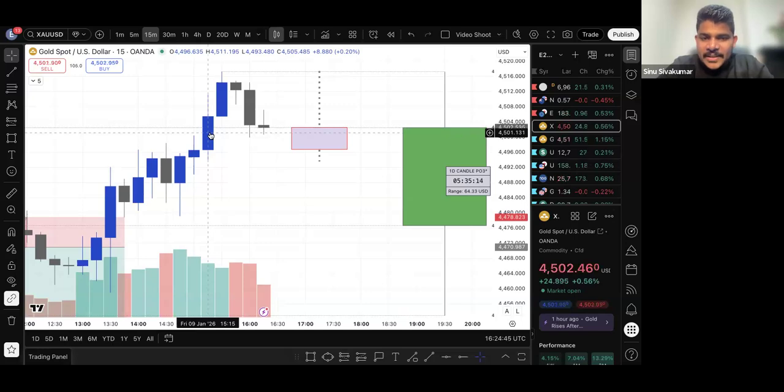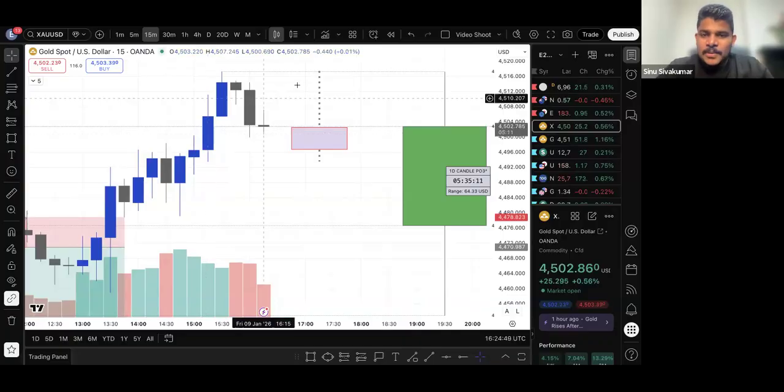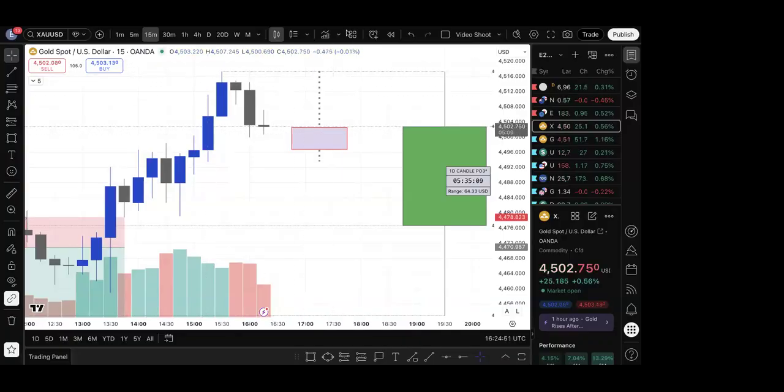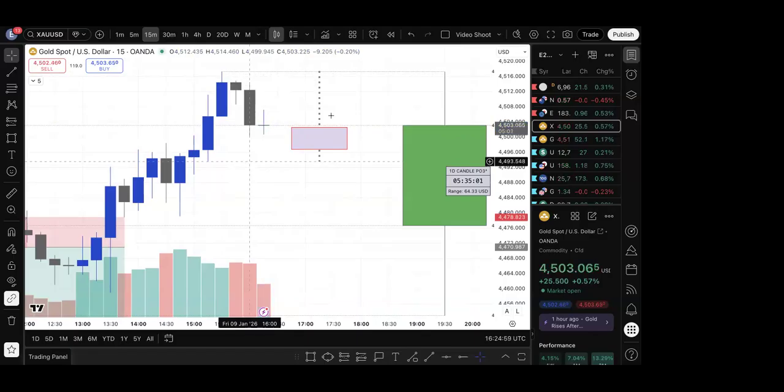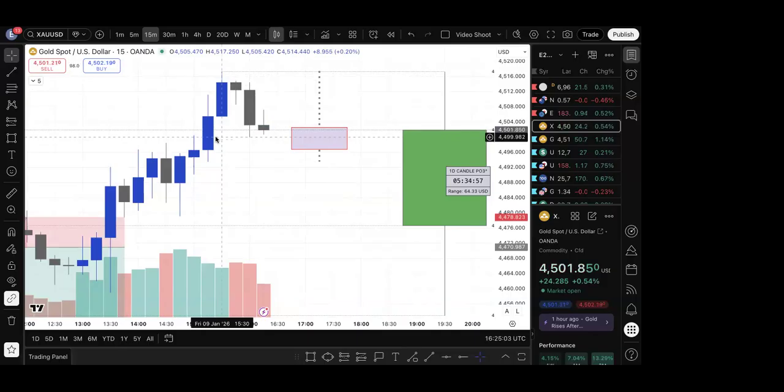At 4,500, if you have bought your entry, where will you keep your stop loss? I need some numbers. I put it at the same candle low. If I buy from the candle, I put the stop loss at the candle low, the lower low.